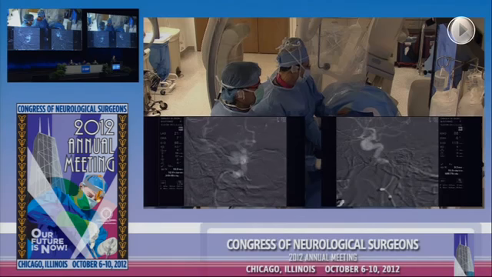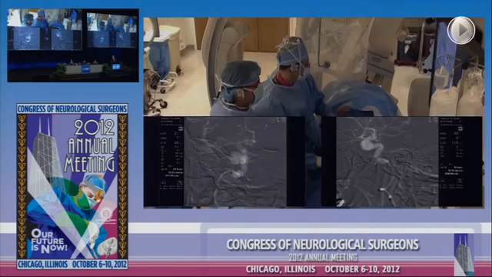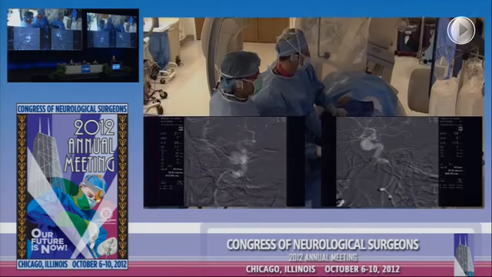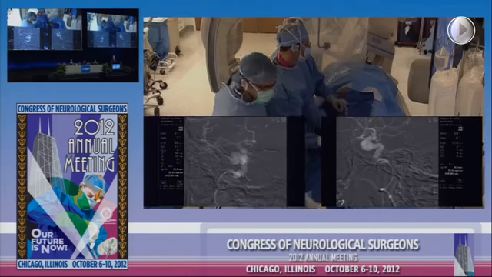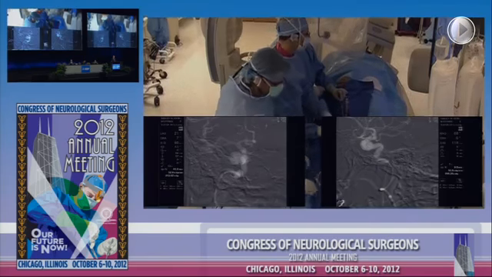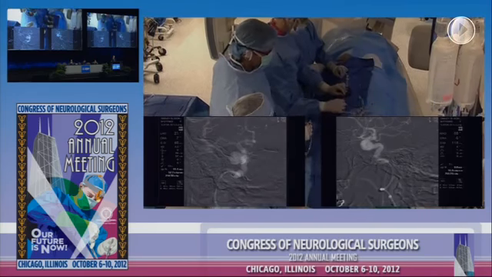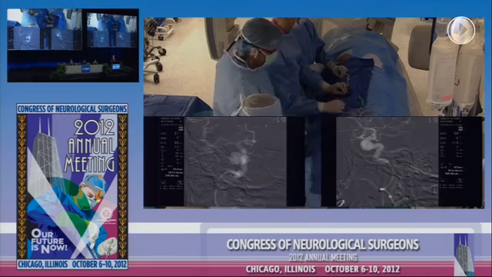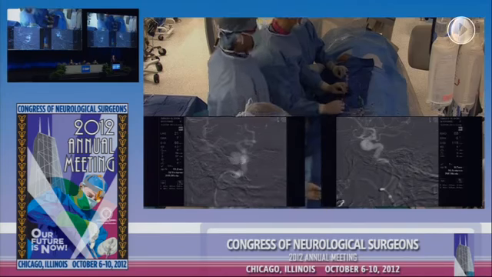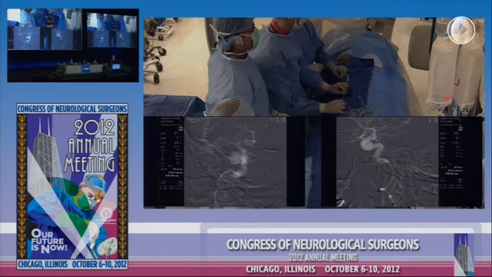There we go. Now we're in the bifurcation in the A1, but we're actually going to try to select the MCA if we can, and we just selected the M1 on the AP projection. Now we're going to go into the distal MCA candelabra because we need distal purchase to bring up what is a relatively heavy catheter, that Marksman catheter. It needs to be heavy because it's going to deliver a heavy mesh stent.